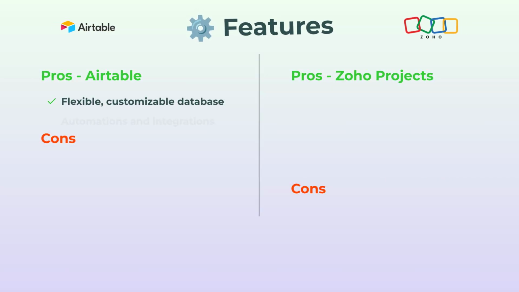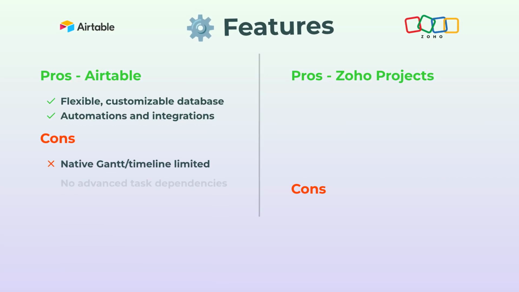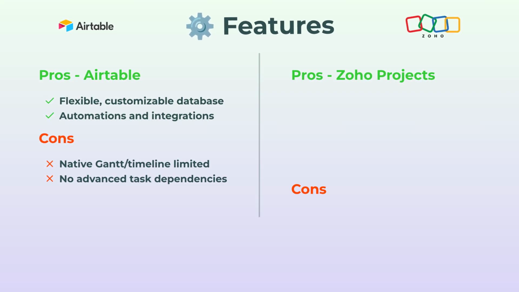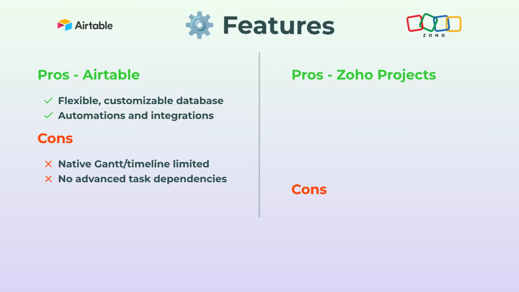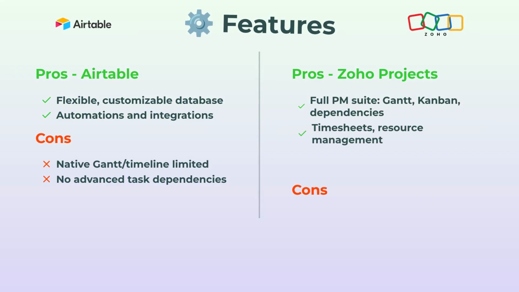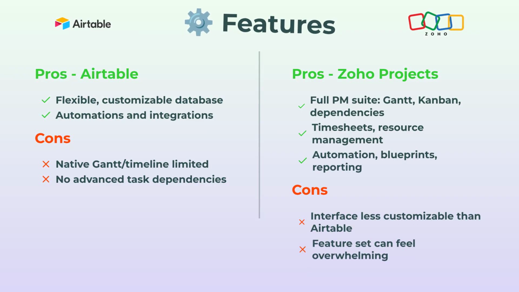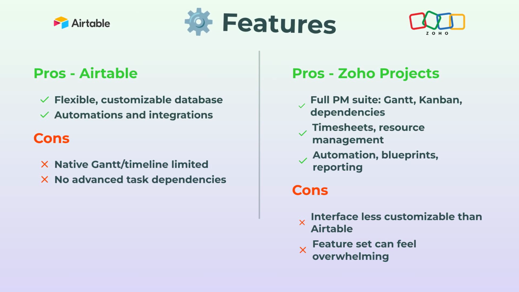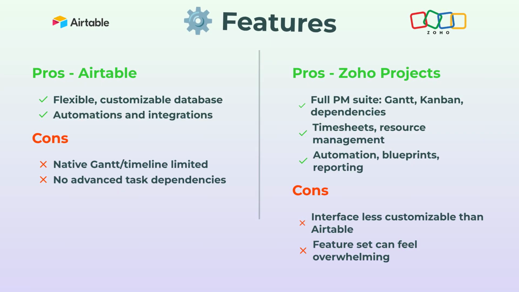Next up, features, where things get real. Airtable is like the build-whatever-you-want toolkit. You want a super custom database, automations, integrations, yep, all in. The downside, if you want classic project management like Gantt charts or real task dependencies, it gets a bit shaky. Zoho Projects, meanwhile, comes out swinging. Full Gantt, Kanban, timelines, resource management, reporting, the whole nine yards. Sometimes the feature set is almost overwhelming if you're new. But hey, if you want it all, this is your playground. Zoho takes the lead here.